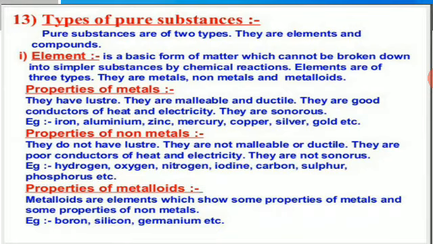So metals are those elements which have luster. They are malleable and ductile. They are good conductors of heat and electricity. They are sonorous. Non-metals do not have luster. They are not malleable or ductile. They are poor conductors of heat and electricity, and they are not sonorous. Metalloids have some properties of metals as well as non-metals, as discussed earlier.